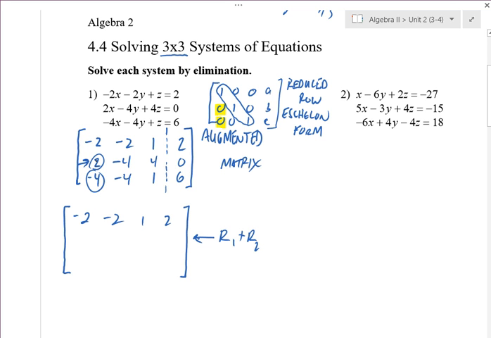Okay, so if I add row 1 and row 2, notice that that becomes a 0, which is great. That's what we want. And then this is -6, 5, and 2. When I add row 1 and row 2, that's what I get. So can someone suggest what we could do for row 3 to convert the -4 into a 0?